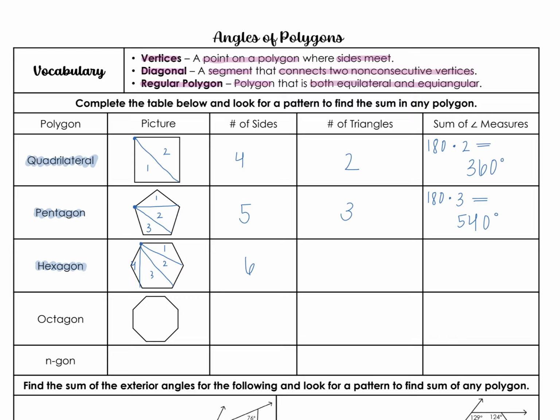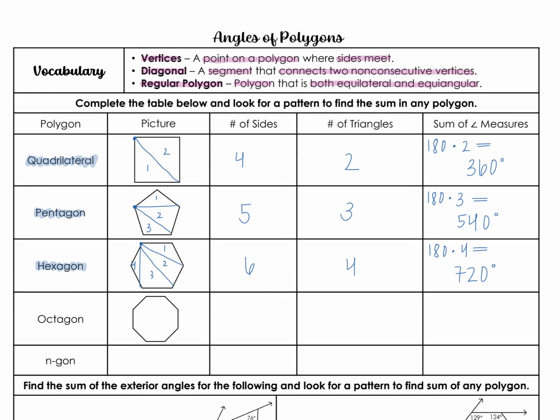in that hexagon, and so I'm going to then just take my sum of a triangle and multiply by 4. And I'm going to get 720 degrees.